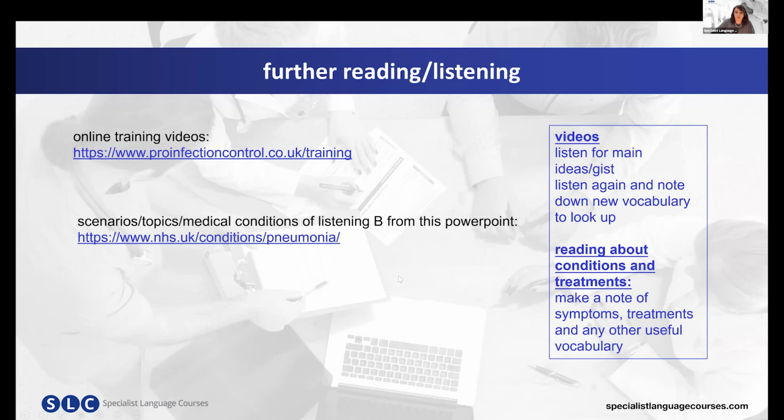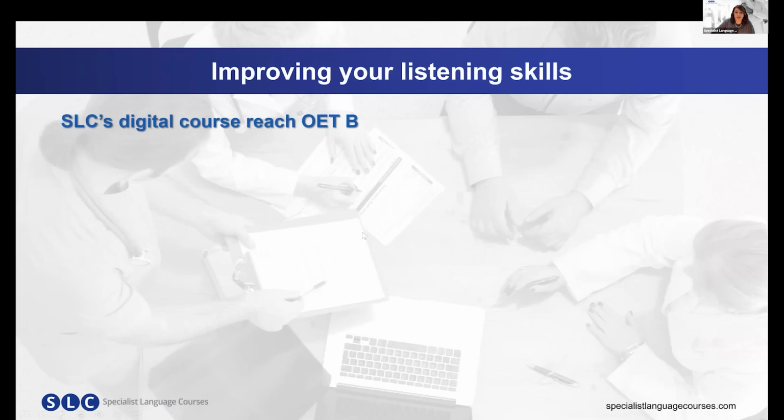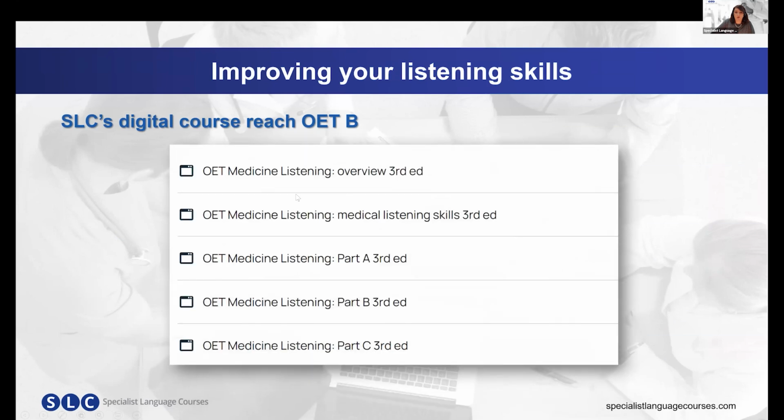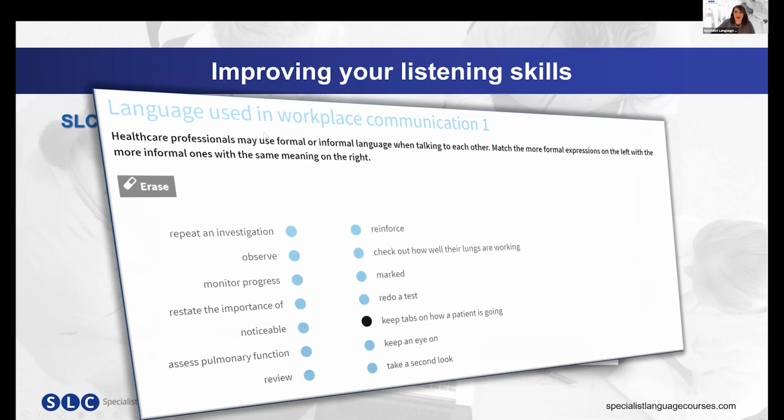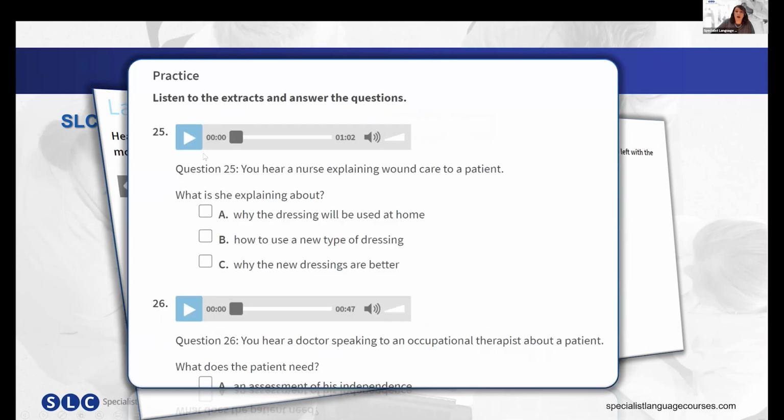For those of you who are using Reach OETB, you will find a variety of sections in Reach OETB on listening, specifically Part B. You will have language used in the workplace that you can study to help you understand Listening B, and you will have practice activities as well to help you prepare for your exam.